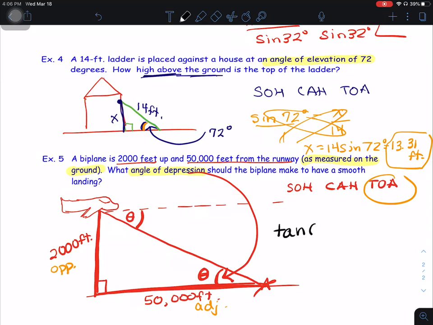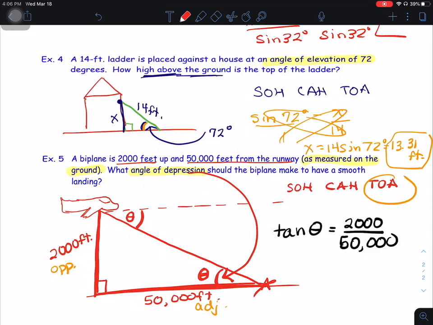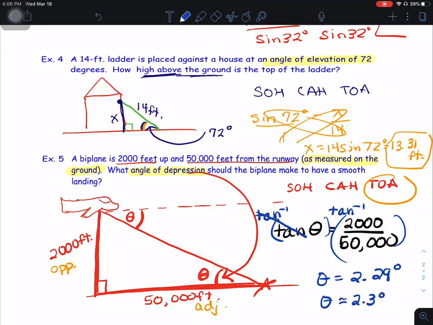So I'm going to set up tangent. I don't know the angle, so I'm going to make that theta. I'm going to put opposite, which is 2,000, over adjacent, that's 50,000. And remember, last week we said the way to solve for an angle is you have to take the inverse trig function to break that trig function off of the theta, and then you have to do that same thing to this side. So what you would type into your calculator would be inverse tangent, you have to put the second key there, 2,000 divided by 50,000. That would give you roughly 2.29 degrees. If you rounded it to the nearest tenth, it would be 2.3 degrees.